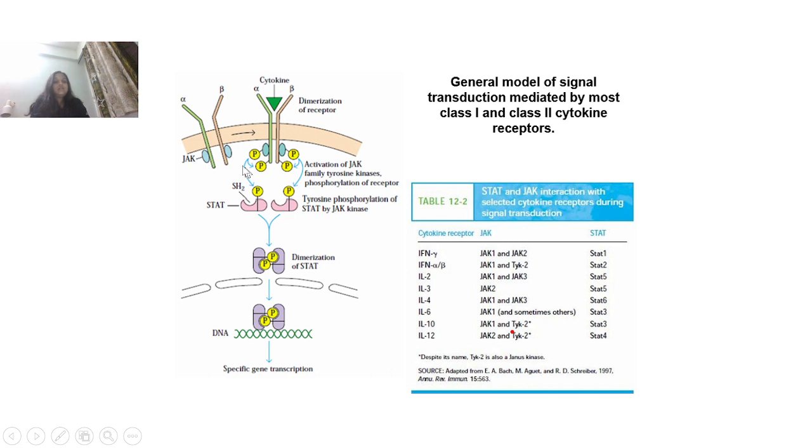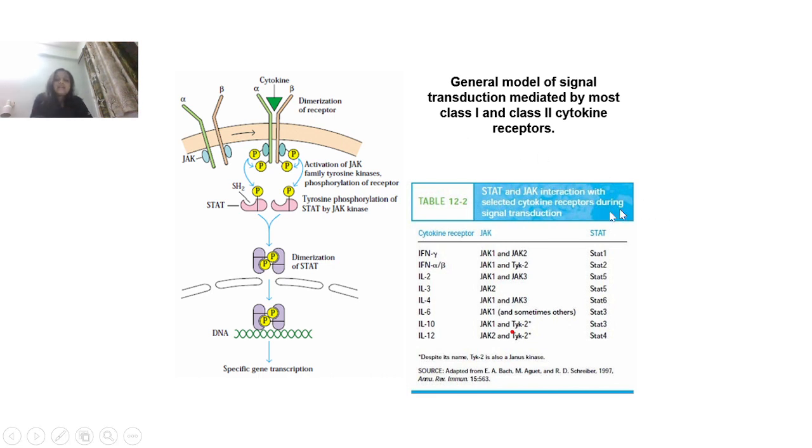So this phosphorylation activates the other molecules. The Janus kinases will also phosphorylate the STAT molecules here at the SH2 domain, and the STAT molecules will dimerize. They will go into the nucleus and transcribe different kinds of genes. So these are the general signaling steps done by the cytokines mostly.